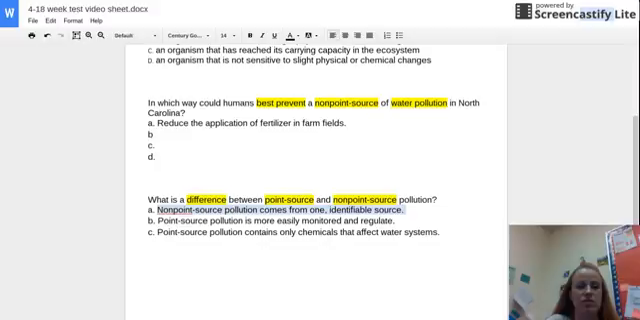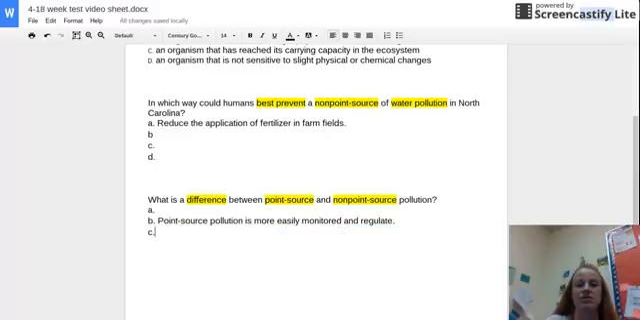Okay, so then let's look at B and C. B says point source pollution is more easily monitored and regulated. It should be regulated. C, point source pollution contains only chemicals that affect water systems. Well, point source and non-point source can both affect water systems, so I'm going to get rid of this one. So B is my best answer because if you can point to it, if you know where it's coming from, you can monitor it and regulate it better.